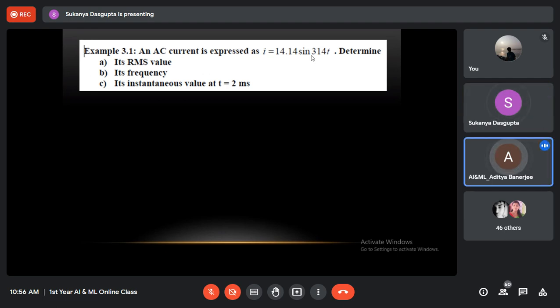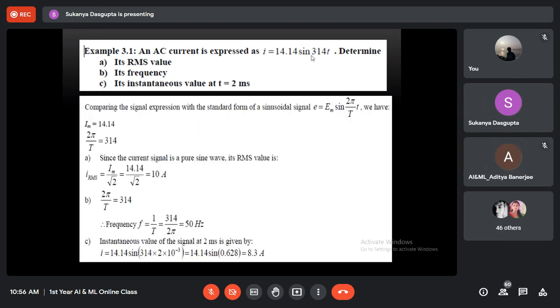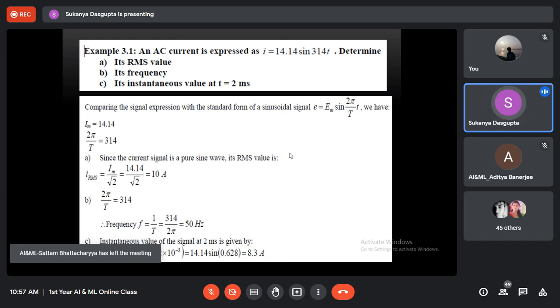Ma'am, will it be 9.99 amperes? Which one? 9.99 ampere RMS value. Yes, I RMS, sure. Right. I RMS will be Im by root 2. It's approximately 10 ampere, 14.14 by root 2, considering the current signal is a pure sine wave. Fine. And frequency is 50 hertz, because it is 314 rad per second, so it's 50 hertz.